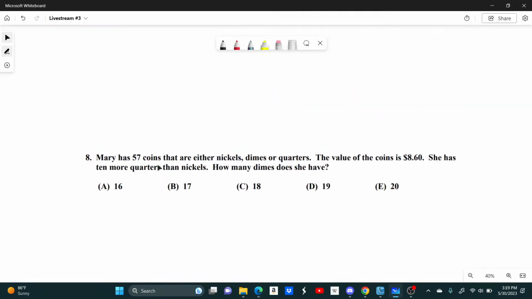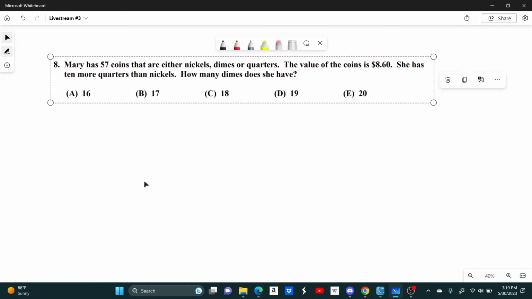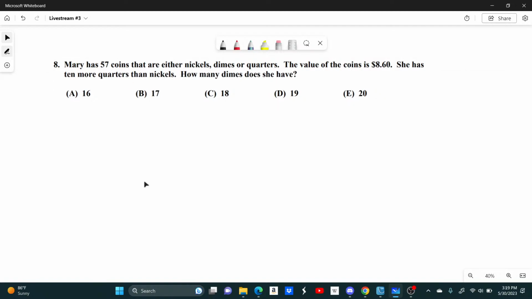Well, they really like their system of equations on this test, I guess. Question 8, we're going to have 3 of them. Alright, so Mary has 57 coins that are either nickels, dimes, or quarters. The value of the coins is $8.60. She has 10 more quarters than nickels. How many dimes does she have?